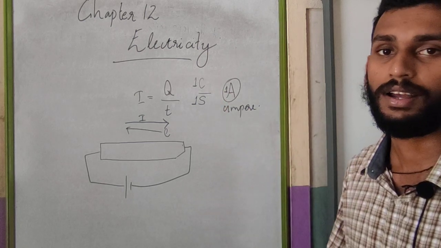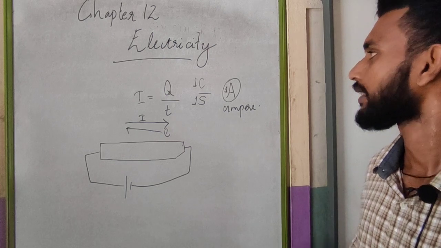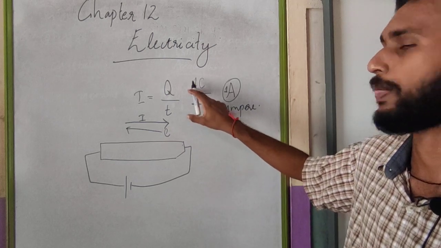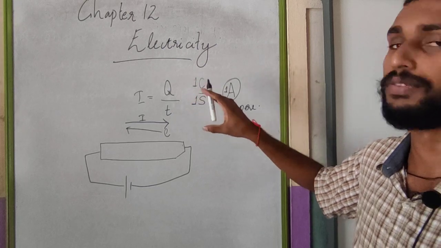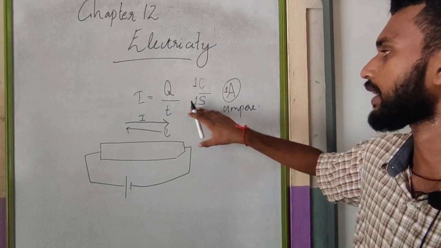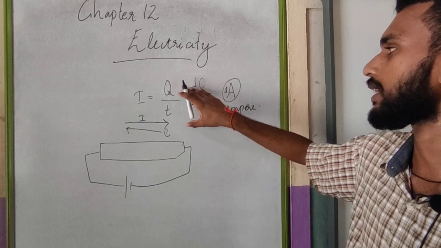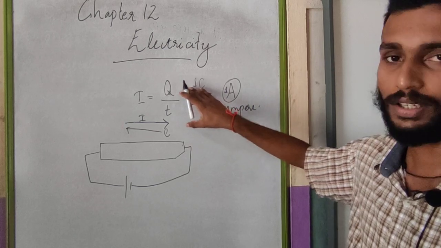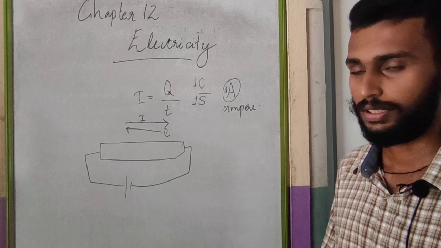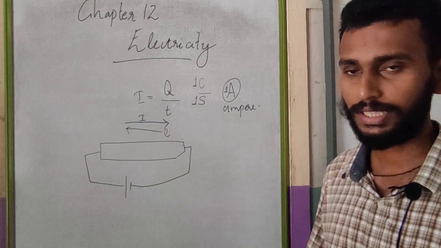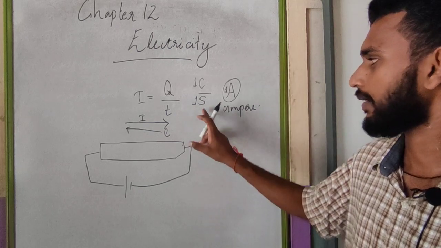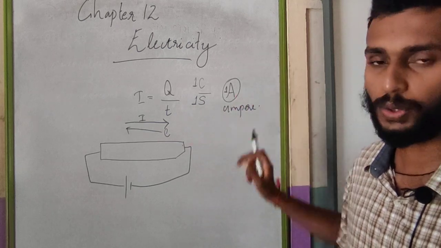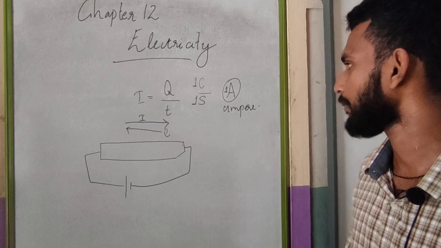So 1 ampere is the 1 coulomb charge flow, that means the current flowing through a particular conductor if 1 coulomb charge is flowing through that conductor. 1 coulomb charge per second, that is the 1 ampere. 1 coulomb per 1 second will be equal to 1 ampere, that you have to remember.